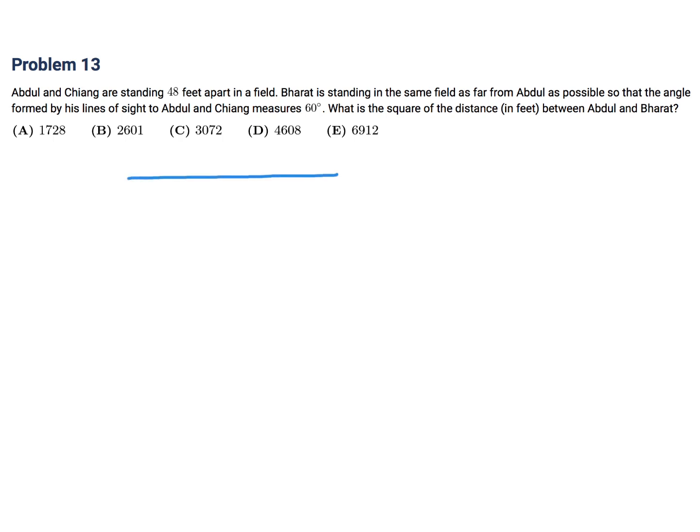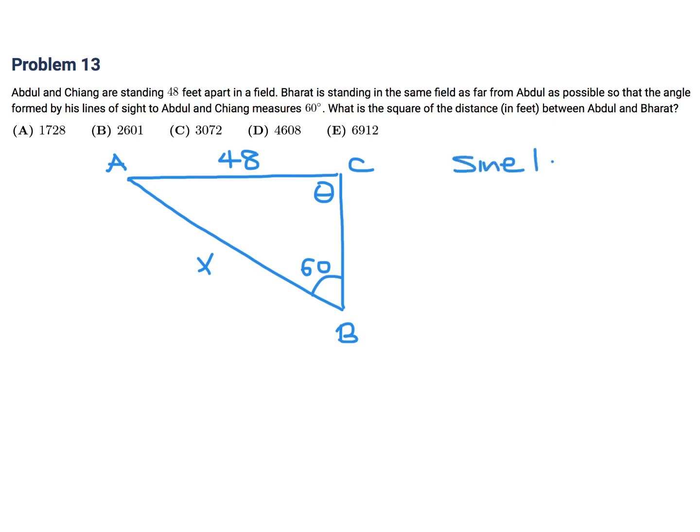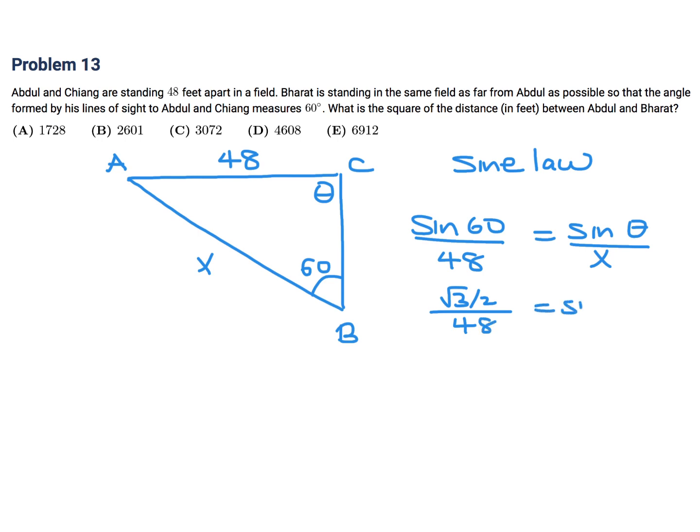Let's draw the diagram. I think the proper interpretation of the diagram is like this. So, for example, if this is Abdul and this is Chiang, this is Bharat here. So the angle 60 is this guy. So that is the angle. And this angle, I don't know, so I'll call theta. And those two are 48 apart, and I'll call this guy x, that hypotenuse. Okay. So I think the sine law will help. So sine of 60 over 48 will be equivalent to the sine of theta over x. So that means, well, this is root 3 over 2 over 48. So those numbers I know.